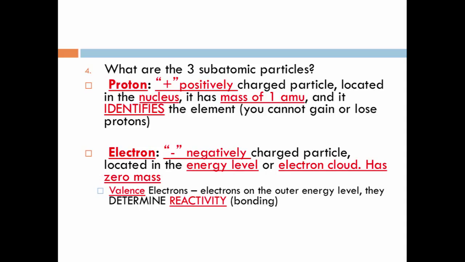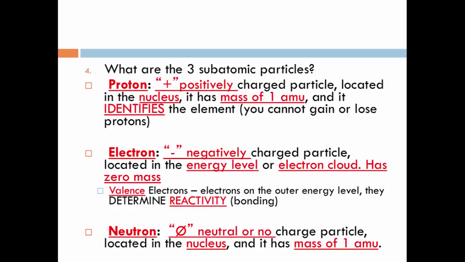Now, there is a special type of electron, which is called a valence electron, and this was definitely one of our need-to-knows. Valence electrons are only the electrons that are found in the outermost energy level of an atom. And the reason why they are so important is because they determine reactivity, meaning they determine how an atom is going to bond with other atoms, and if it even is. So just like protons determine identity, valence electrons determine reactivity.